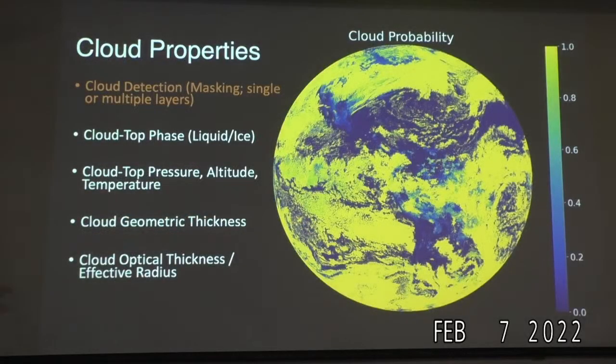As far as the kinds of things we might estimate about clouds, there's an incomplete list right here. I'll talk about each one of these. Cloud detection. For every pixel in this image, we want to know, is there or is there not a cloud?